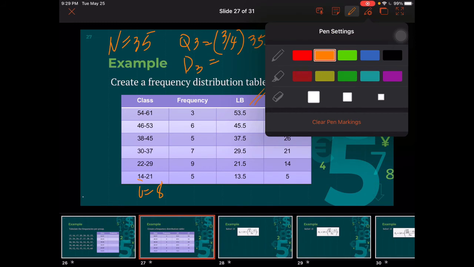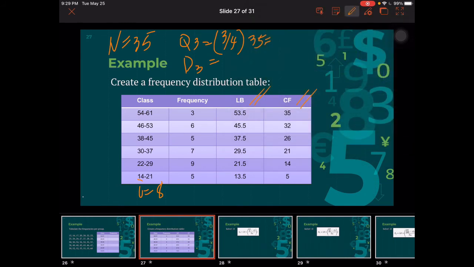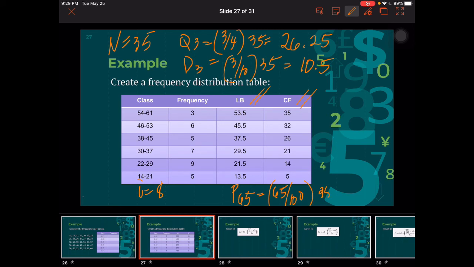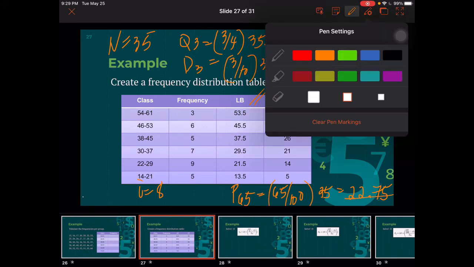So, 3/4 of 35. That will give you 26.25. Okay? Your D3, that's 3/10 of 35. So 35 times 3 over 10, that's 10.5. And then, of course, you have your P65, or your 65th percentile. That's 65 over 100 times 35. So 35 times 65, that's 22.75.